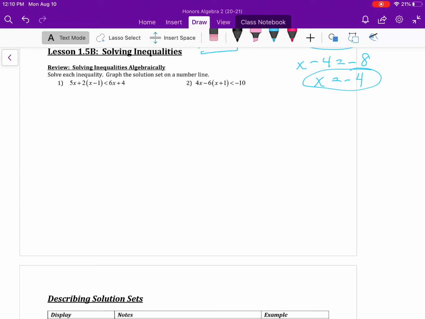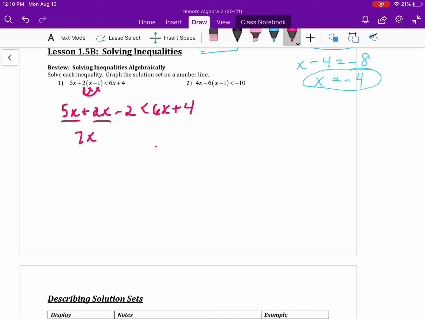All right, guys, so today we're going to be talking about solving inequalities. And inequalities are things that you've seen before. You treat them almost exactly like equations, except you have to remember a couple rules. So we're going to treat this just like an equation, right? We are going to distribute this 2. So we get 5x plus 2x minus 2 is less than 6x plus 4.